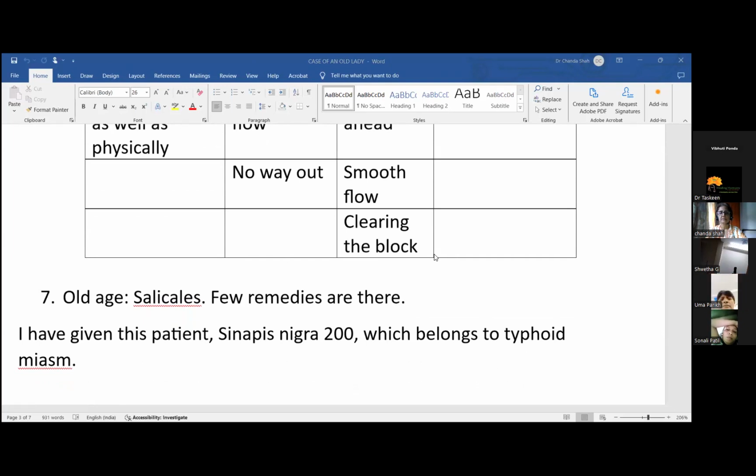I gave Sinapis nigra. Subclass 6 will do for the world. They are all leaders and all. Whereas this lady is doing only for the family and people around. So it is subclass 4. A lot of care, nurturing, and taking care is there.